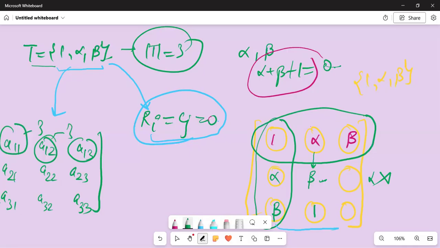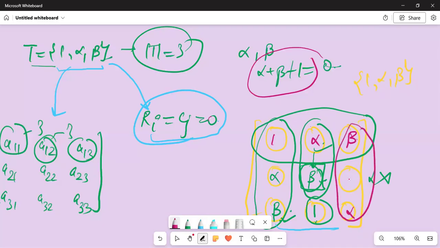Similarly, you didn't choose anything, this element was decided by this alpha and this beta. Similarly, this one was decided by the second column. Since alpha and beta were already present, 1 was the only choice. Now, this beta is present in the third row, so alpha is the only choice for the last element, and alpha and beta are present in the third column. So 1 is the only choice, because every element has to appear just once in any row, any column. So this was the only choice.